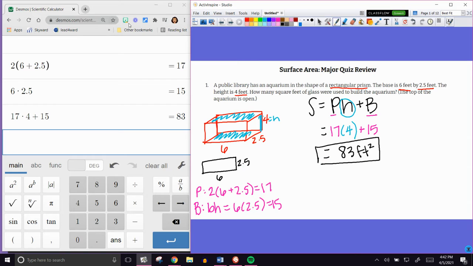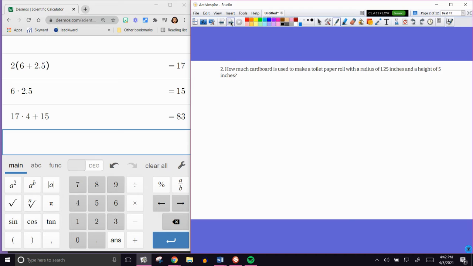Okay. So now to work number 2. How much cardboard is used to make a toilet paper roll with a radius of 1.25 inches and a height of 5 inches? Now, a toilet paper roll, if you think about it, is a cylinder, and I'm using the cardboard part of the toilet paper roll. So that's only the sides, or lateral. And a toilet paper roll is a cylinder.